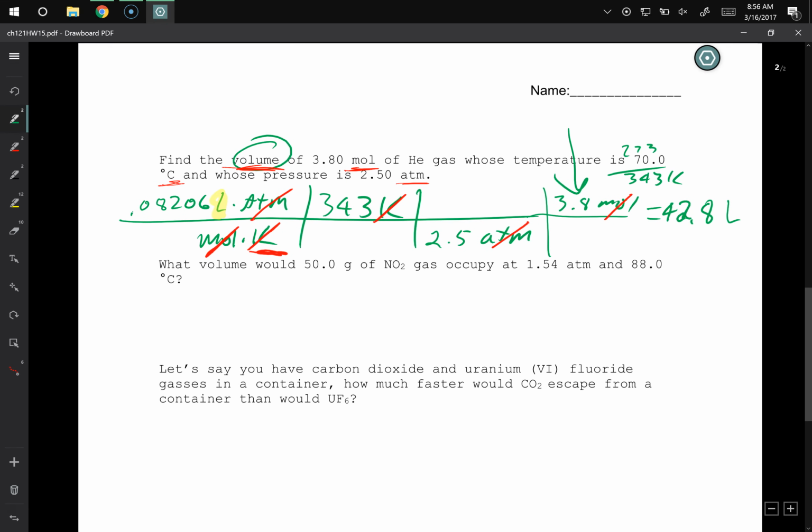How do you decide which way to flip the constant? What am I looking for in this problem? Volume. So whatever I'm looking for needs to be in the numerator. In this case, here are my four options, and my problem is going to ask me for either a volume, a pressure, a number of moles, or a temperature. And so if it's asking me for liters, or if it's asking me for volume or pressure, then it gets written like this. And if it's asking me for moles or temperature, then I flip the whole thing over.